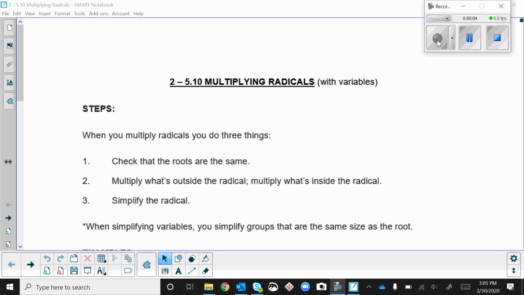Here's our second video for week 2 of distance learning. We are continuing with multiplying radicals today, only this time we'll have variables in it.